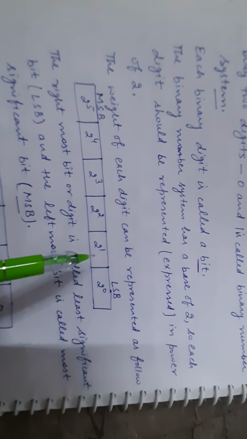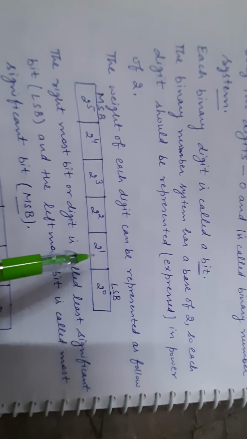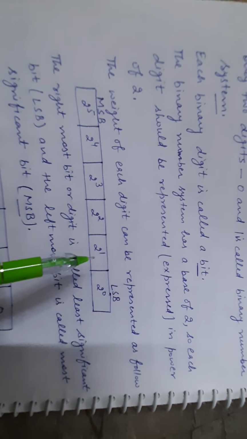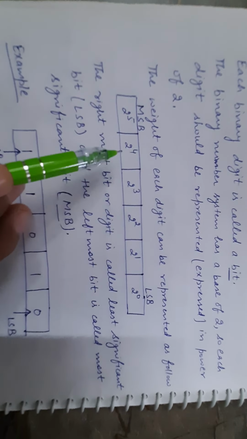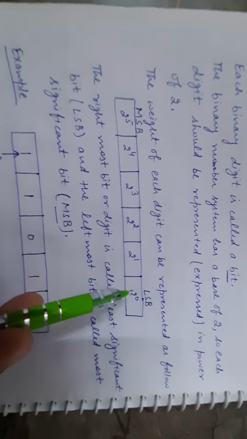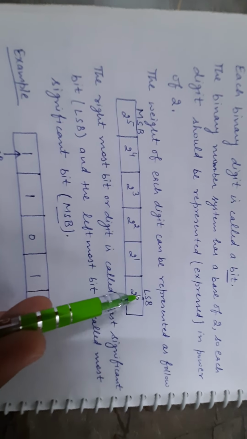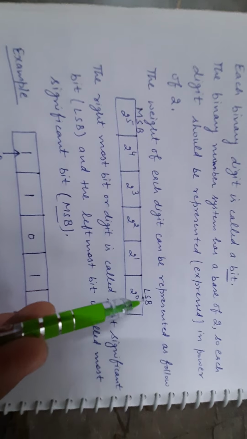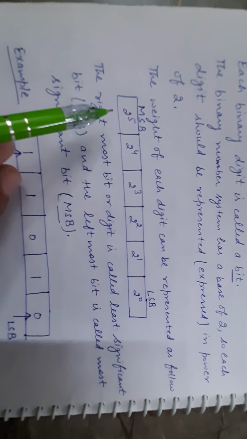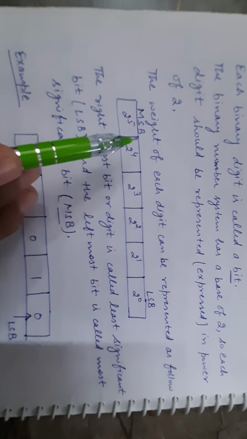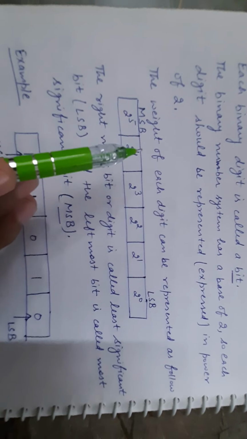Every digit has a weight of 2 raised to the power 0, 2 raised to the power 1 and so on. If you see this particular table, I am writing here 2 raised to the power 0, 2 raised to the power 1, 2, 3, 2 raised to the power 4, 2 raised to the power 5. The rightmost bit is called LSB, which stands for least significant bit. And the leftmost digit, 2 raised to the power 5, is called MSB, that is, most significant bit.